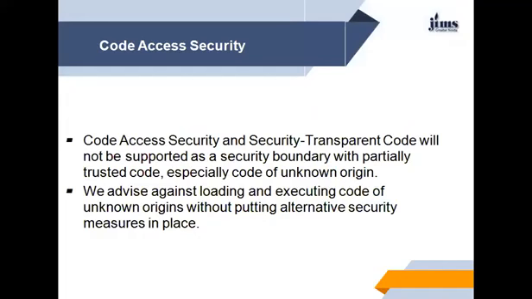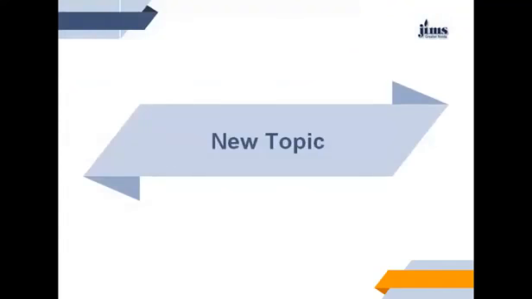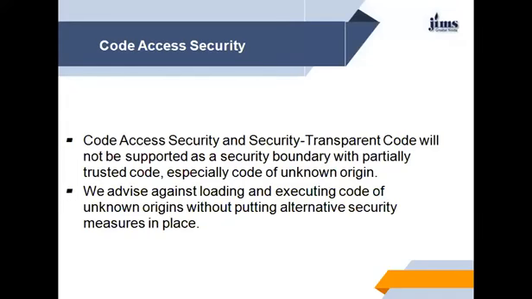Code access security and security transparent code will not be supported as a security boundary with partially trusted code, especially code of unknown origin. So if the code is from unknown origin, it will give a warning that you are using code from an unknown source. So there could be a security issue. We advise against loading and executing code of unknown origins without putting alternative security measures in place. So this is about code access security, a very small, simple topic.